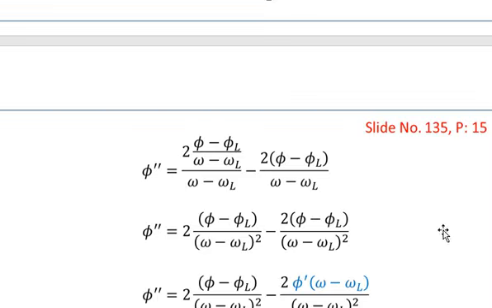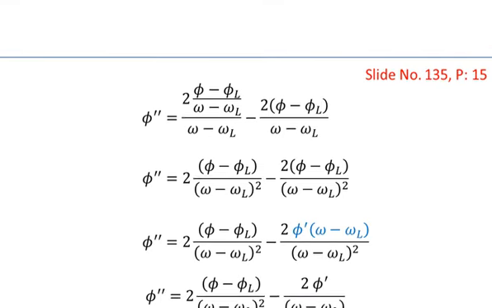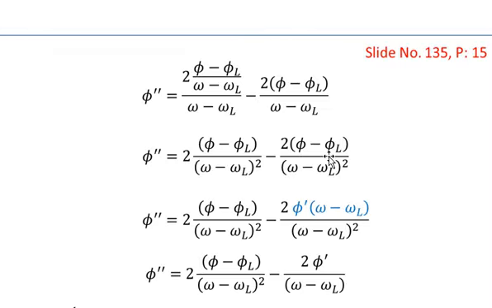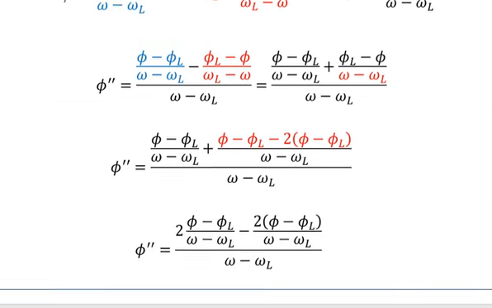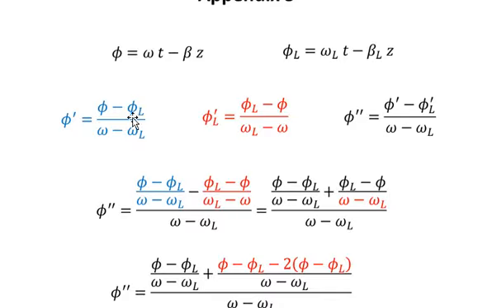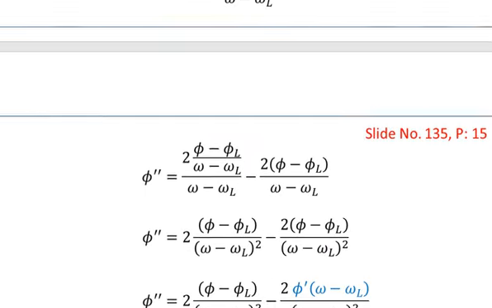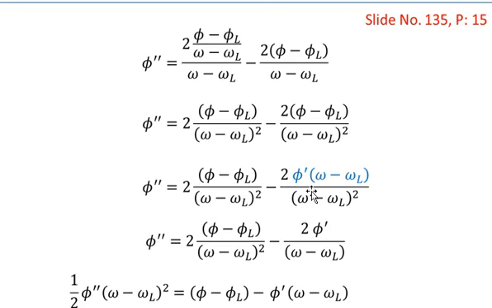Now you see that I am going to make a substitution over here. Phi minus phi L from the blue expression above, I can write as phi prime times omega minus omega L. For example, you can write from here phi minus phi L as phi prime multiplied by omega minus omega L. So making this substitution, that is replacing phi minus phi L with the term 2 times phi prime multiplied by omega minus omega L.